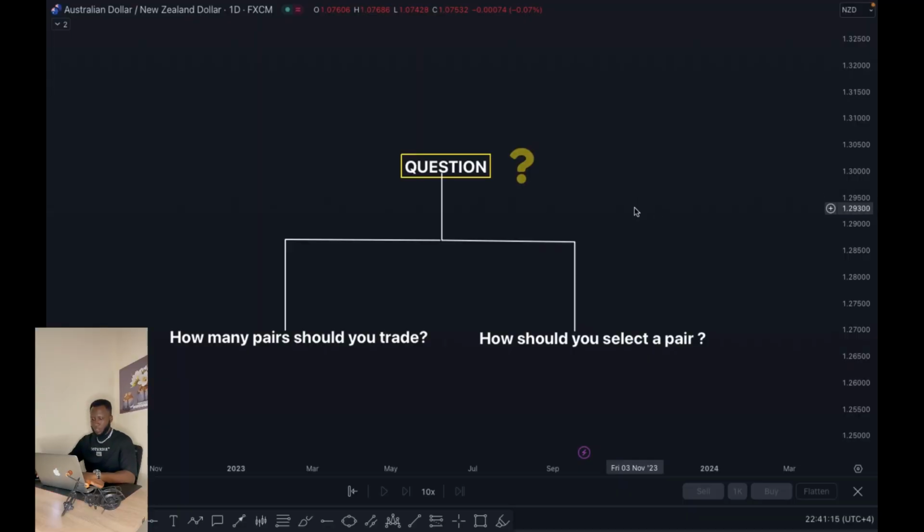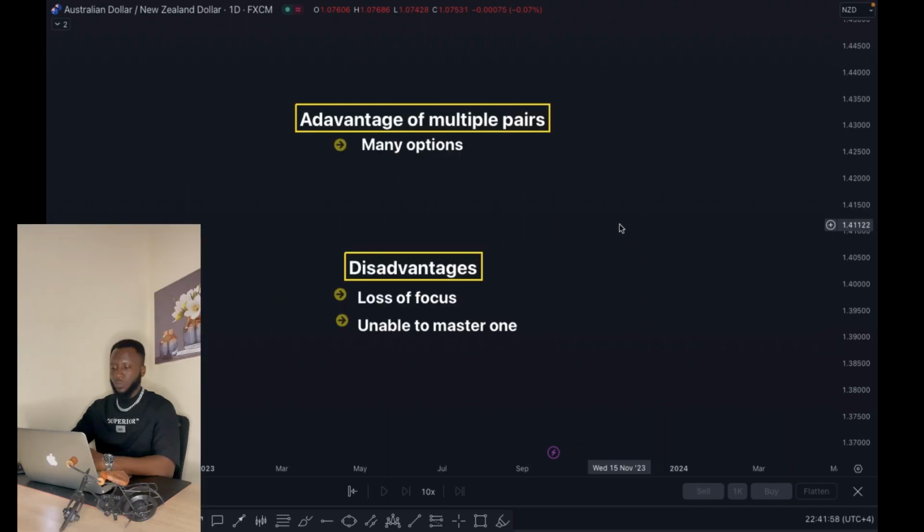So this is the main question: how many pairs should you trade, and also how should you select the pairs, right? So we're going to start with how many pairs you should trade. So let's talk about the advantages and also the disadvantages of trading multiple pairs, right?